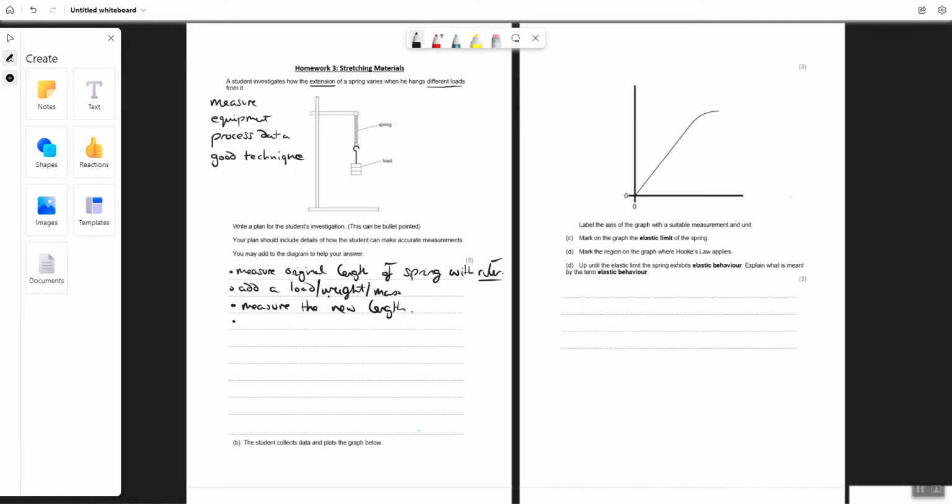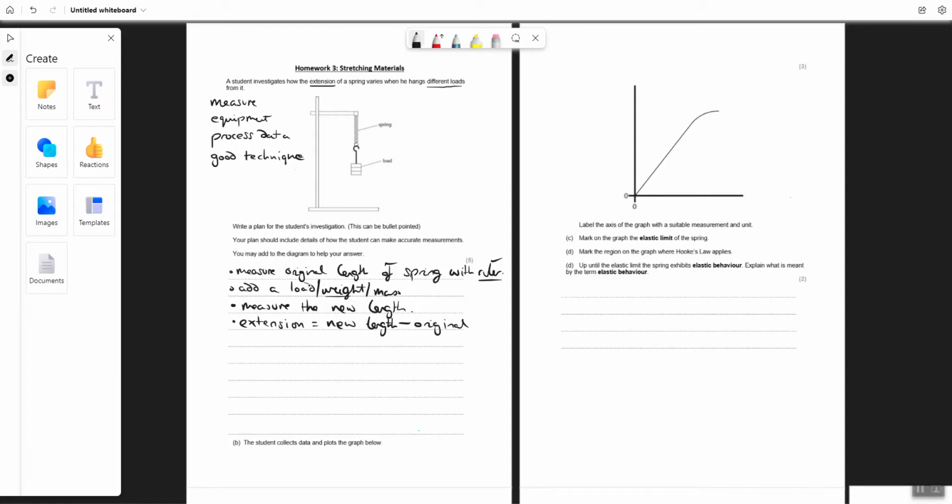Even though weight is the thing you're trying to measure, measure the new length. Extension equals new length minus the original. However you want to phrase it, if you're saying that you take the difference of the lengths or you subtract the original from this, that's how you get the extension.